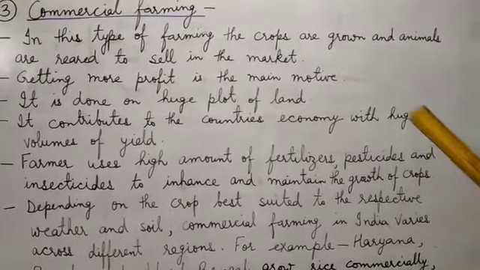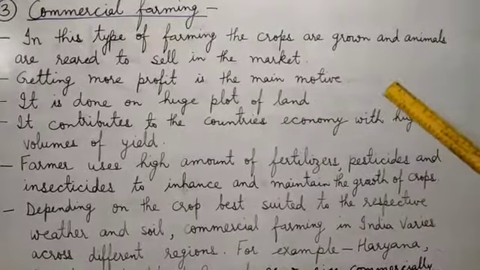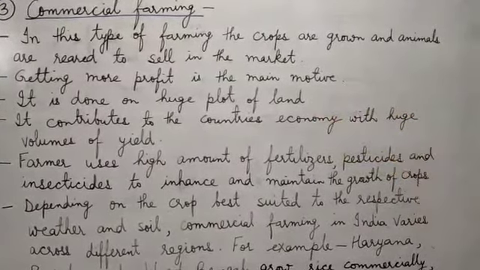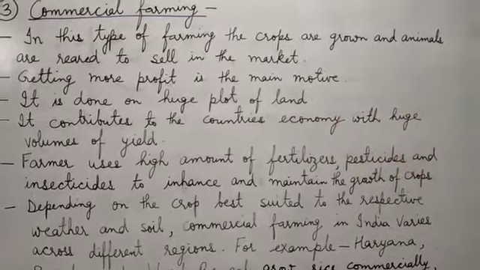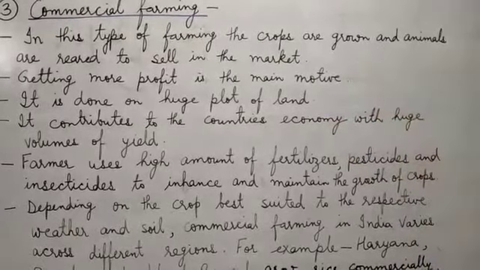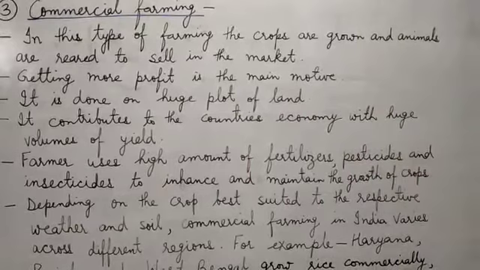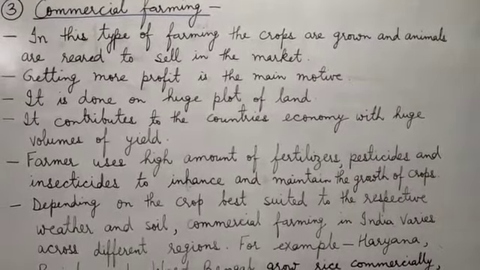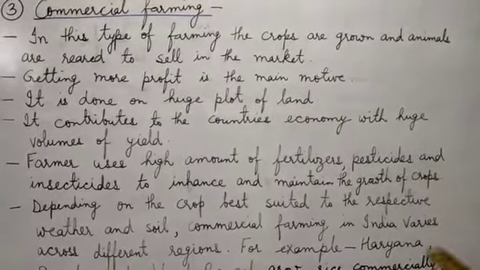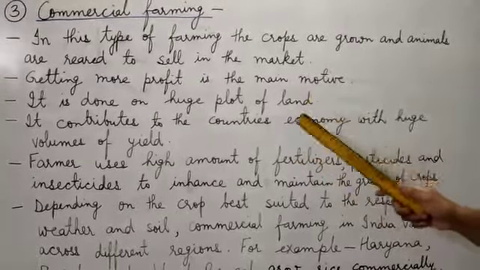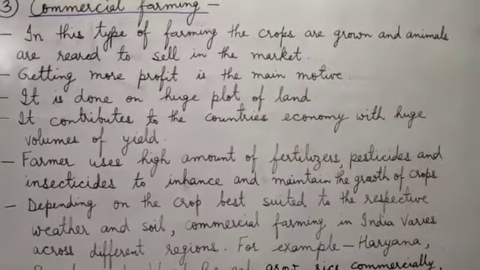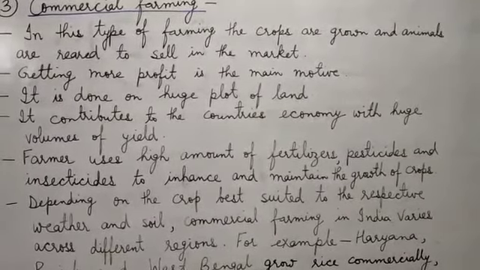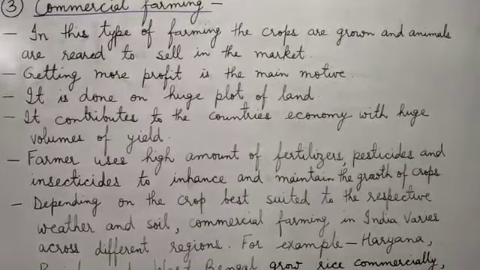In this type of farming, the crops are grown and animals are reared to sell in the market. Generally in India, mainly crops are grown commercially. Farmers get ready cash in this kind of farming. Therefore, getting more profit is the main motive. The main objective of this farming is profit.